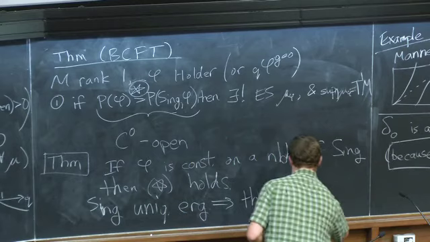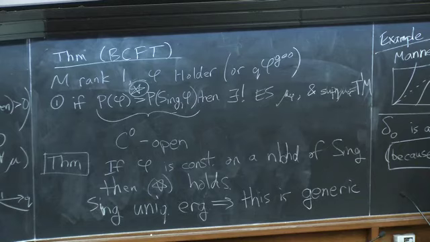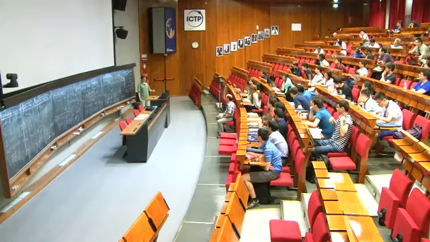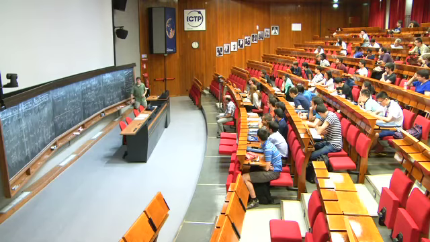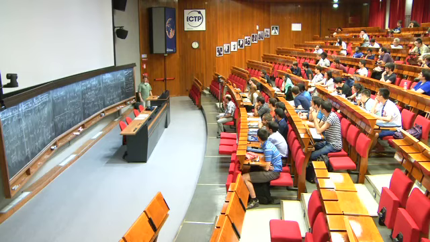In other words, for the example that I drew, you get uniqueness for a C0 open and C0 dense set of Holder continuous potential functions. I don't know whether it works for a more general class of manifolds. That's sort of the next thing to do, but I'm a bit over time, so I'd better stop here. Thank you.